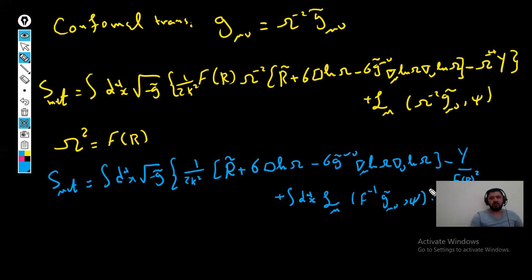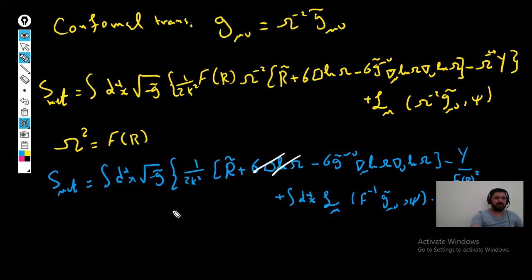Now, by using Gauss theorem, because here we have a Laplacian and we have the integral over d4x, we can convert by applying the Gauss theorem into d3x, and taking the boundary terms, we can find that this term equals 0. So this term will be cancelled, that's going to be 0. And then we still have these terms here.